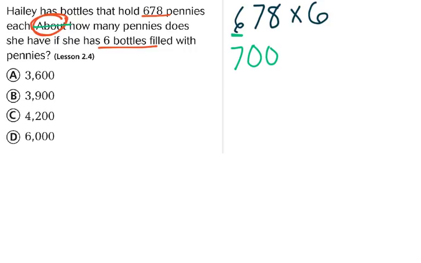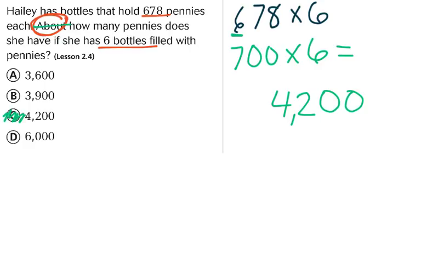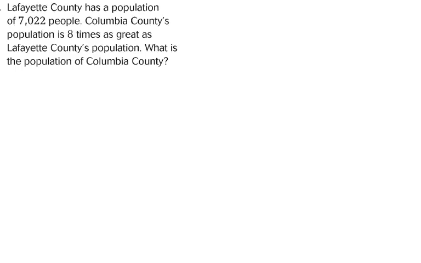And now I'm going to multiply 700 times 6. And when I do that, I get 7 times 6 is 42, and I have 2 zeros because I'm multiplying in the hundreds place. So my answer is 4,200. Now again, I could have done all the work and multiplied this whole problem out, but my problem is asking me for about. It's not asking me for my exact answer. Just want something close. Next problem.